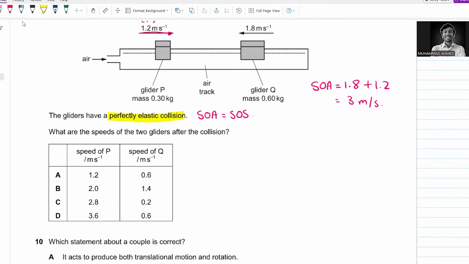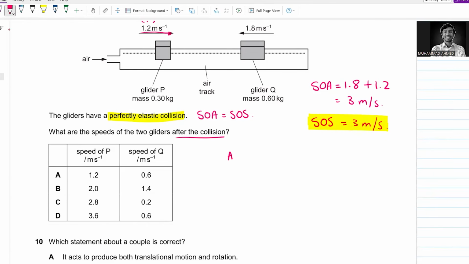What are the speeds of two gliders after the collision? Okay, we have to calculate the speed of the two gliders after the collision. Now, if you have to calculate the speed of the gliders after the collision, you know that the speed of separation must be equal to 3 meters per second. Let's see if we have any option जिसमें speed of separation 3 meters per second के equal आ रहा है.